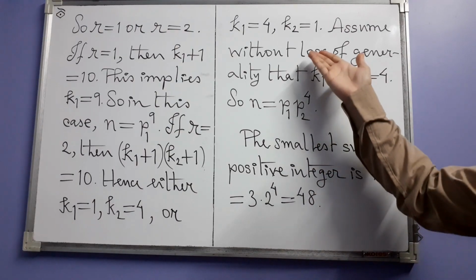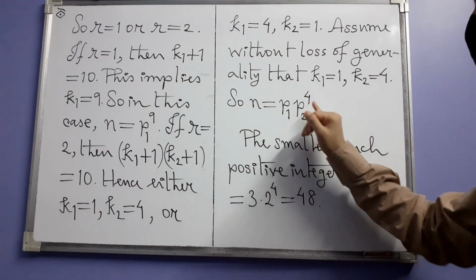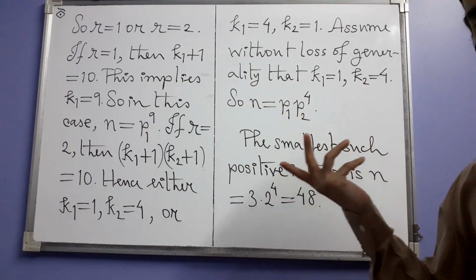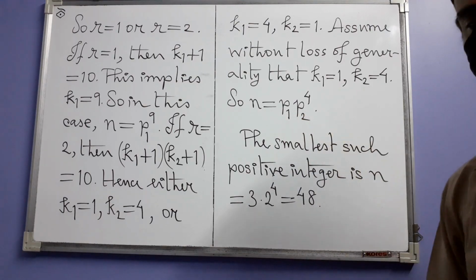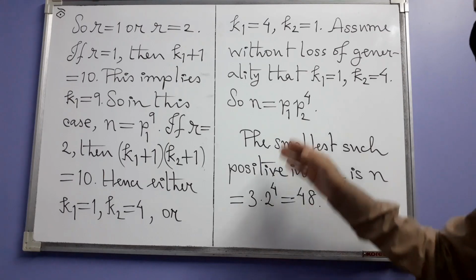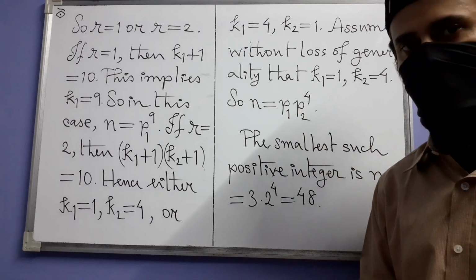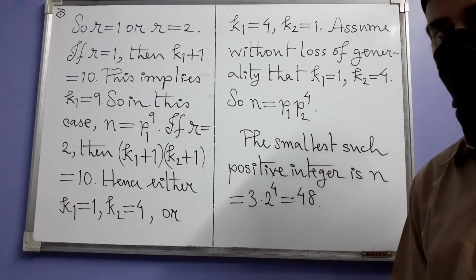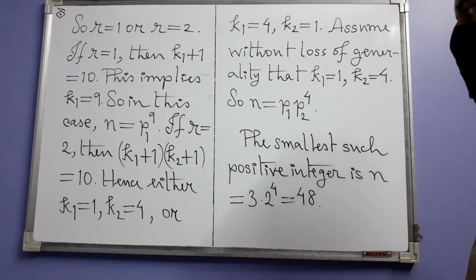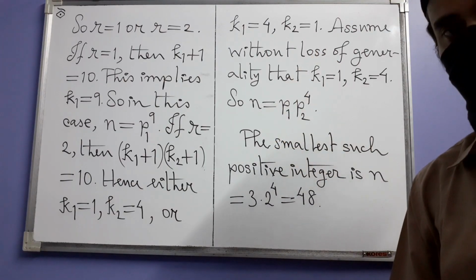You can see why we have chosen only one of these two possibilities, because what will you have in the other possibility? You would have P2 times P1 to the power 4, because we are not saying which of these two primes is smaller, which one is greater. So essentially we are getting the same type of number in both these cases. So this is how n looks in general.